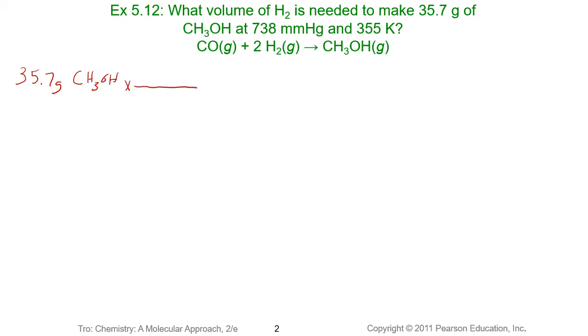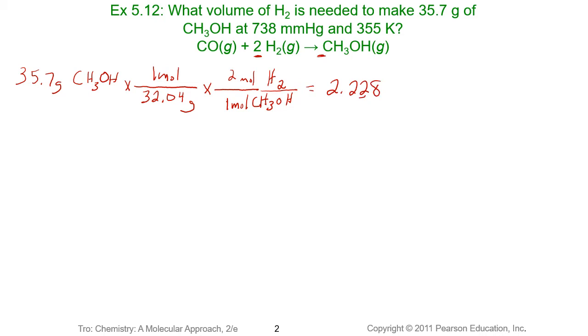Using the molar mass, we can add up the masses of our carbon, our hydrogen, and our oxygen in order to find the molar mass, which is 32.04 grams for 1 mole of methanol. Using our balanced chemical reaction, we can use the coefficients to convert to moles of hydrogen. So 1 mole of methanol requires 2 moles of hydrogen gas.